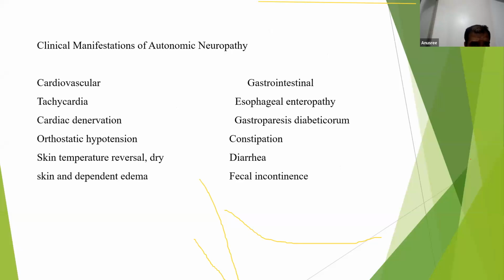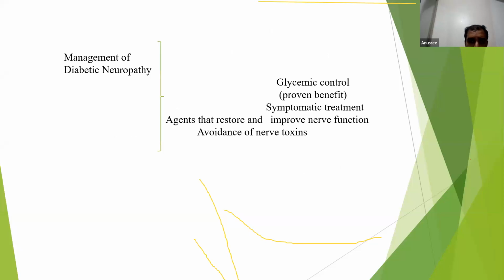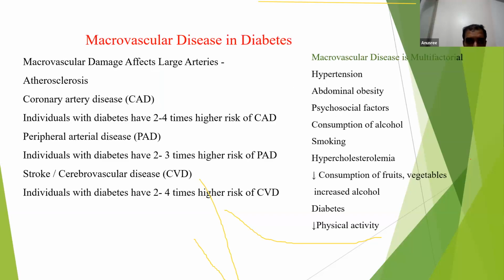And a few words on clinical manifestation, autonomic neuropathy. It may be cardiovascular or GI. Cardiovascular, the patient may present with tachycardia, cardiac denervation, orthostatic hypotension, skin temperature reversal, dry skin, and dependent edema. And GI, it may present as gastroparesis, constipation, diarrhea, or fecal incontinence. The management is good glycemic control, symptomatic treatment of the pain, agents that can help in restoring the nerve function, and avoidance of nerve toxins.